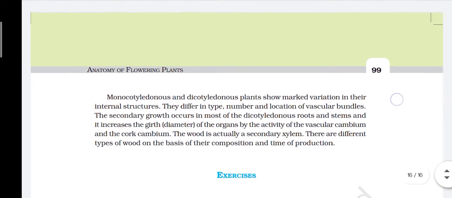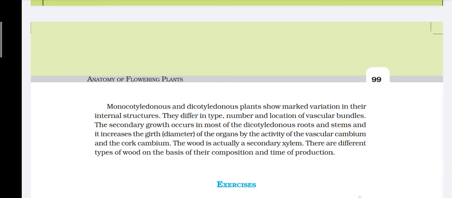Monocotyledonous and dicotyledonous plants show marked variation in their internal structure. They differ in type, number and location of vascular bundles. The secondary growth occurs in most of the dicotyledonous roots and stems, and it increases the girth or diameter of the organ by the activity of the vascular cambium and the cork cambium. The wood is actually secondary xylem. There are different types of wood on the basis of their composition and time of production.